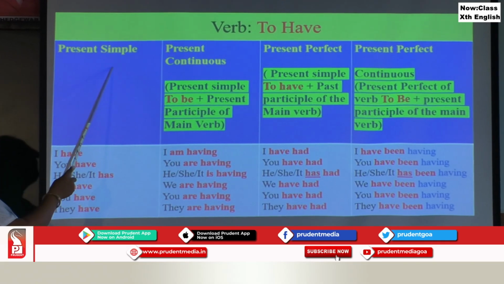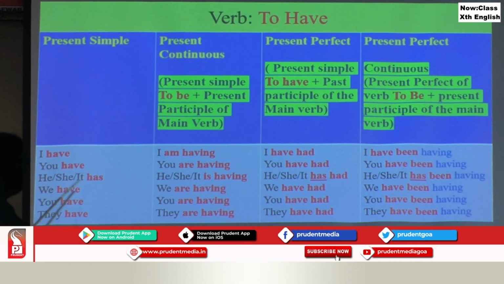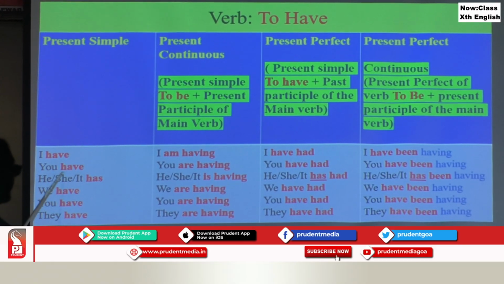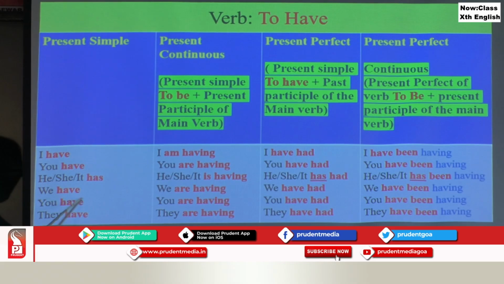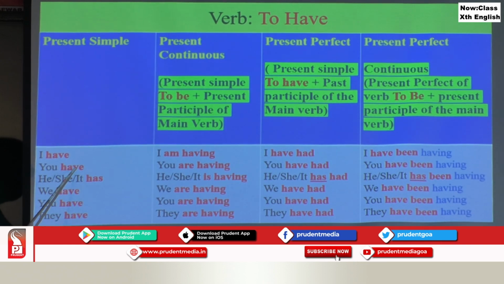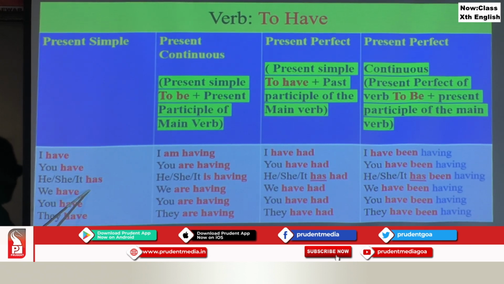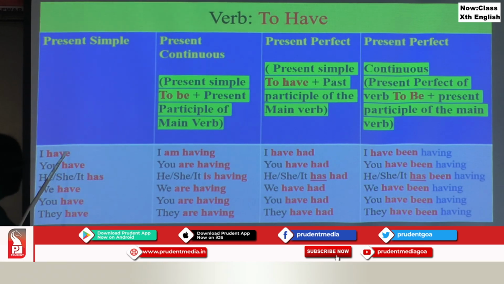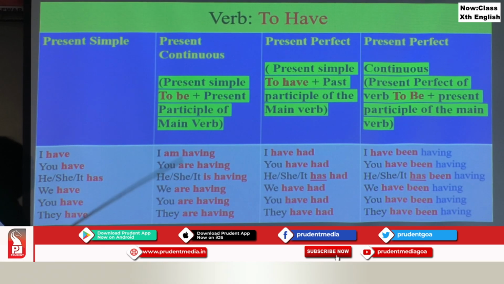Look at the simple present. The present simple is I have, you have, he, she, it has, we have, you have, they have. In the third person singular, the verb changes its form from have to has. Otherwise, it is one verb, it just changes its form.